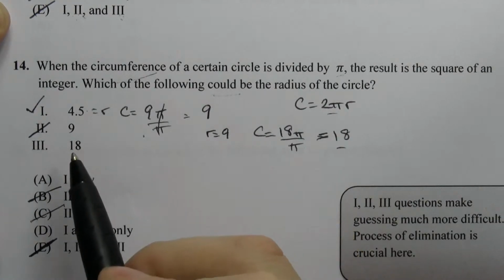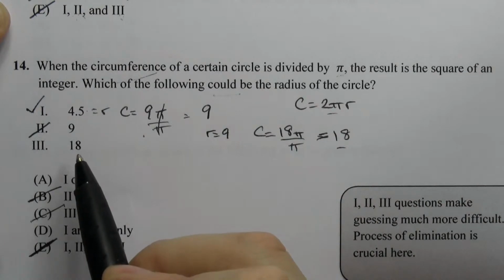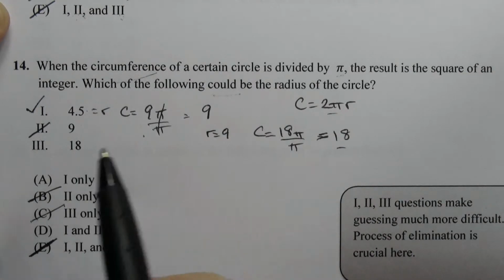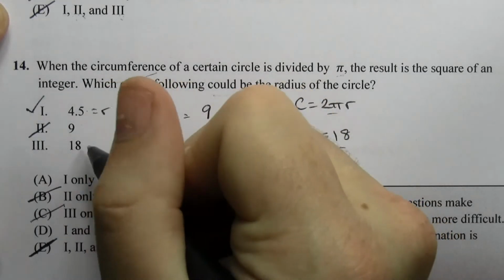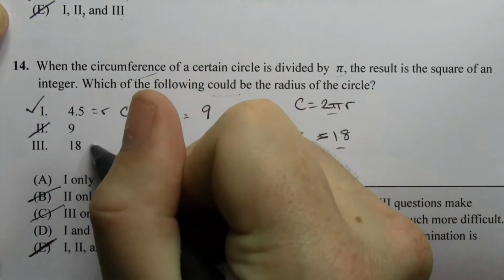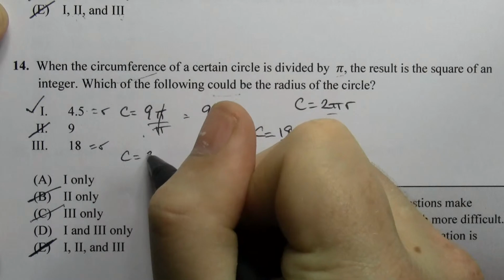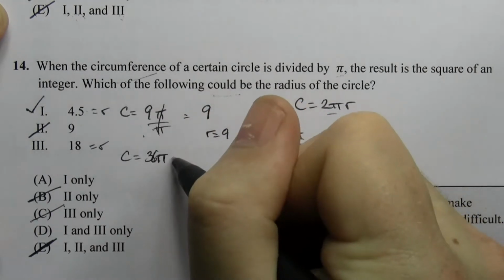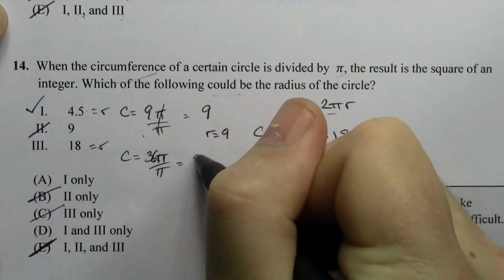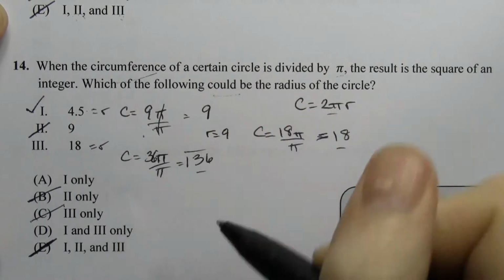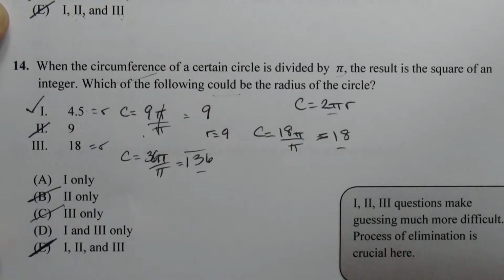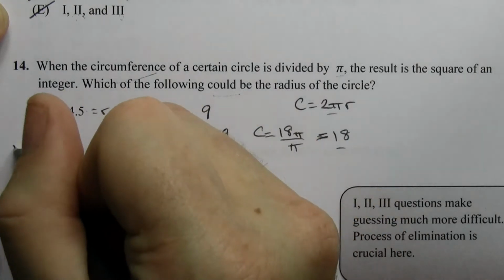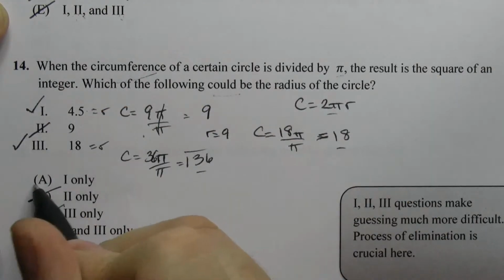Now, let's try Roman numeral 3, right? So let's try 18. If 18 is the radius, then the circumference is going to be 36 pi, right? And if we divide by pi, we're going to get 36, right? Is 36 a square of an integer? Yes, 6 squared is 36, so 3 works. And again, there we go.